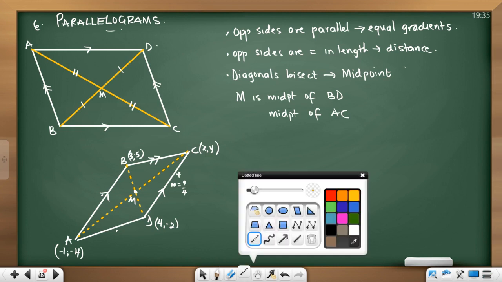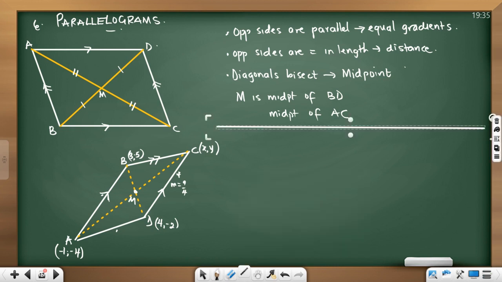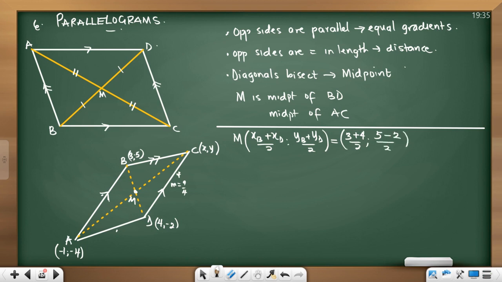Let's find the midpoint using B and D. XB, because those are the points that I know, plus XD over 2, YB plus YD over 2. My XB is 3, my XD is 4, over 2. What about YB? 5 plus negative 2. What will this give us? 7 over 2.